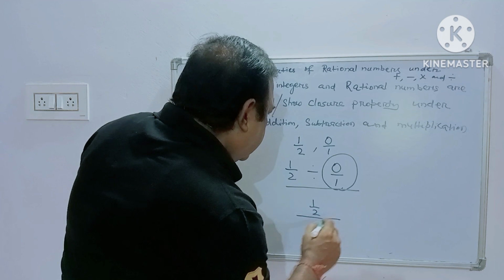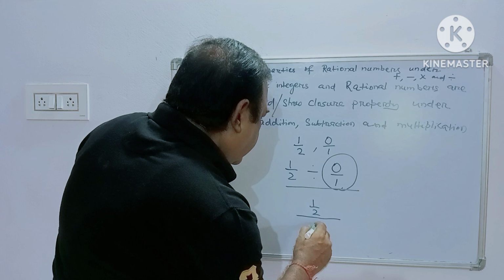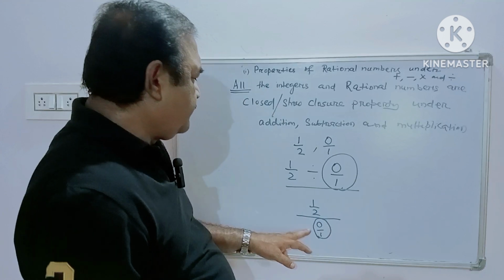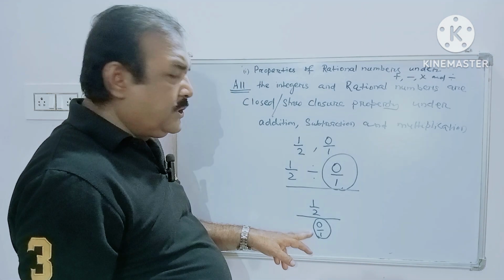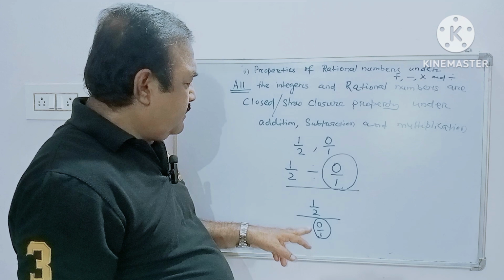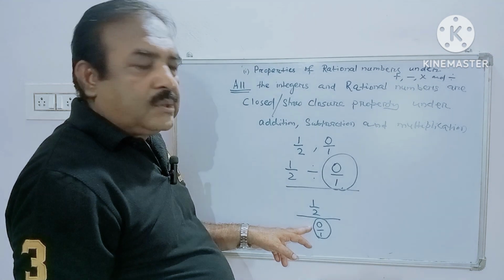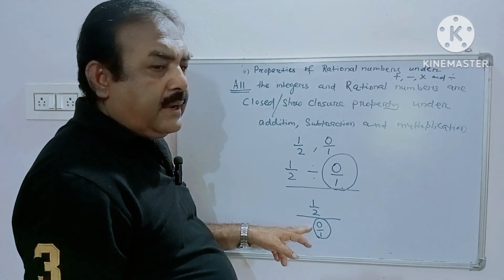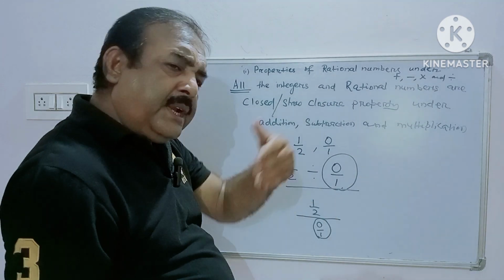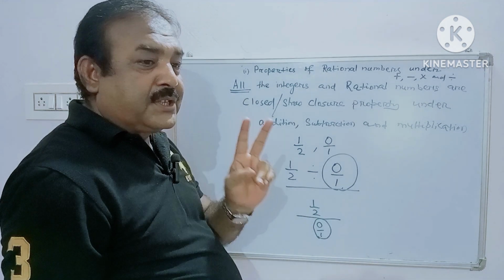Or what it is? Like this, it is the bar, and in the denominator I write 0. You see, this value is 0. 0 upon 1 means 0. 0 cannot be the denominator. We cannot divide a number by 0. So it is not possible. So when it is possible? No, it is possible, but for non-zero rational numbers.